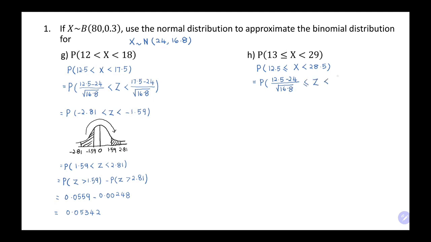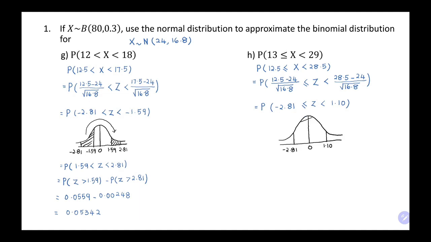So less than 28.5 minus 24 divided by square root of 16.8. Then we solve, we get answer negative 2.81 and 1.10. So we sketch the normal curve to check the area.